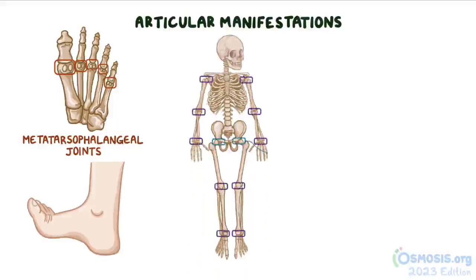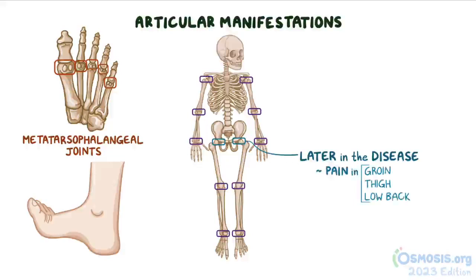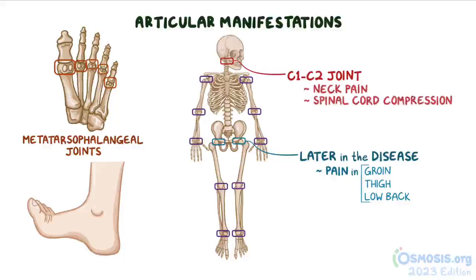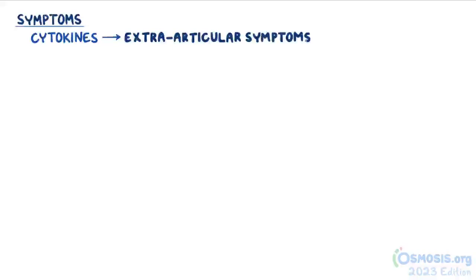Hip involvement usually only happens later in the disease, and that can cause pain in the groin, thigh, or lower back. One very dangerous spot is the C1-C2 joint, which is the only synovial joint in the spine. When that's affected, it can cause neck pain, and if it's not managed properly, it can lead to spinal cord compression and tetraplegia. The systemic inflammation in rheumatoid arthritis results in cytokines that can cause extra-articular symptoms.